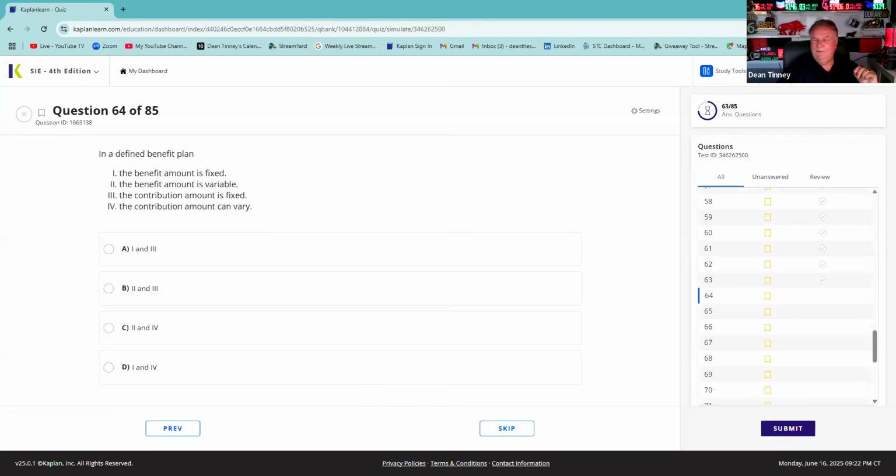In a defined benefit plan, the benefit amount is fixed. That's correct. Okay. And then the contribution amount is fixed as well. No, remember the employer has to, in some years, put more money in or less money in, because they have a responsibility to have enough money to make good on the promises they've made to the employees.